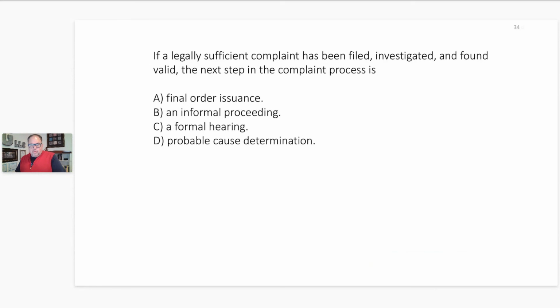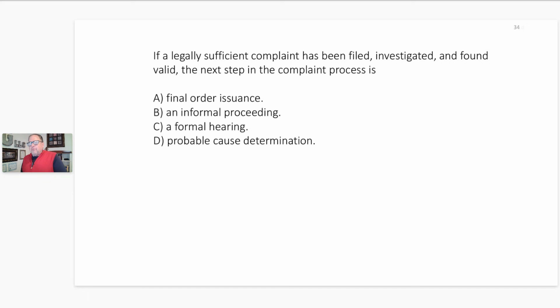All right. So if a legally sufficient complaint has been filed, investigated, and found valid, the next step in the complaint process is probable cause determination. Remember, we're talking about the complaint, so this is the initial stages. It's been filed, DBPR investigated and found it valid to continue, and they're going to forward it to the probable cause panel. Now, you can see that those other A, B, and C are actually correct answers in the process of the formal complaint.